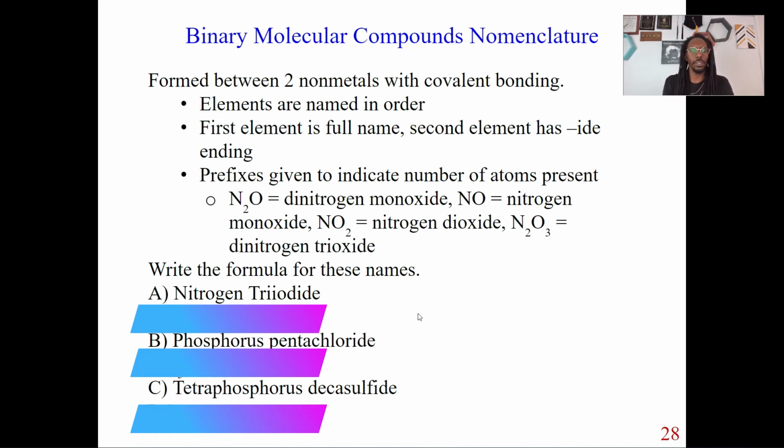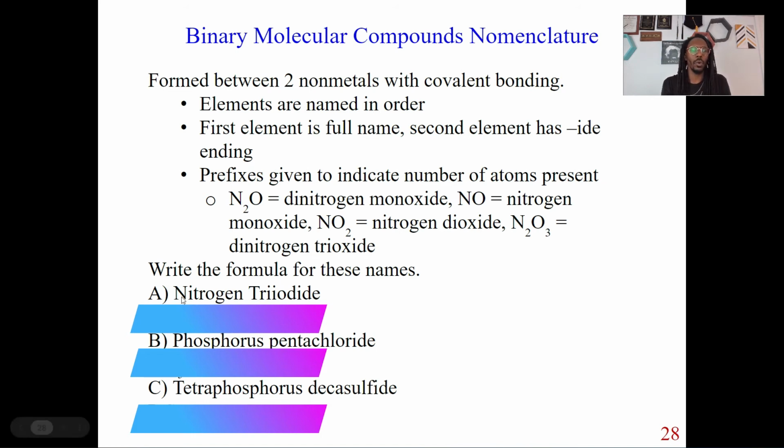I want you guys to give this a shot. Write the formula for these names. Right now I have three different examples that are blank: nitrogen triiodide, phosphorus pentachloride, tetraphosphorus decasulfide. You know the drill. Go ahead and pause me, give it a shot, and then from here we're going to do these together.